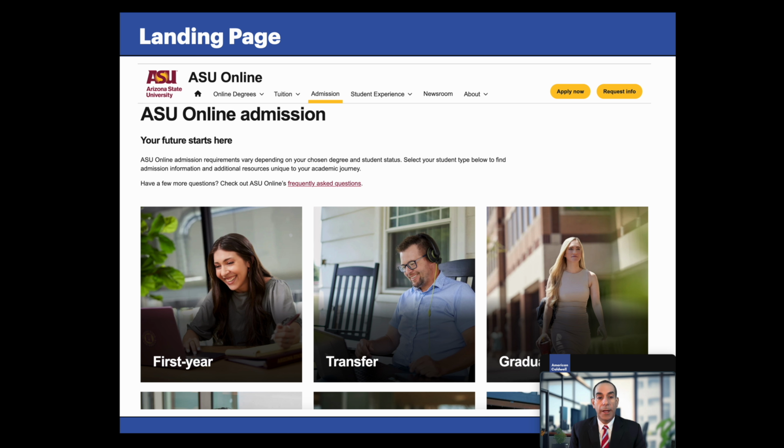And then their landing page. Their landing page is a nice landing page because it allows you to self-select. So if you're a first year, then you would most likely click on the first box. If you're a transfer student or a graduate student, then you would click on the corresponding boxes.